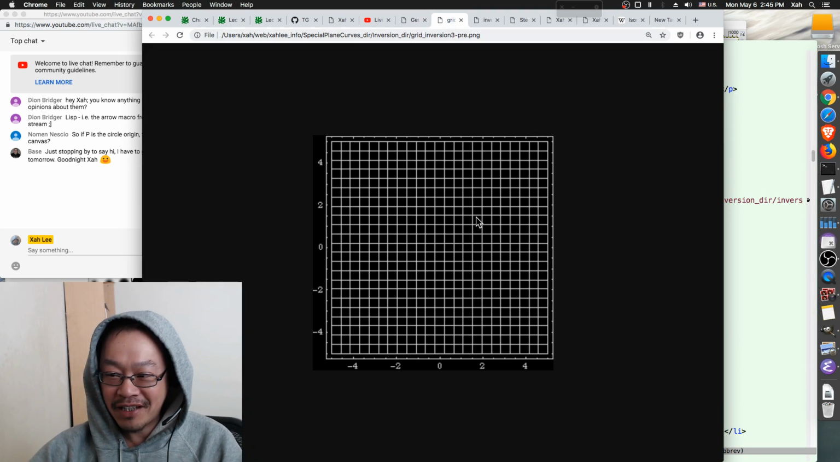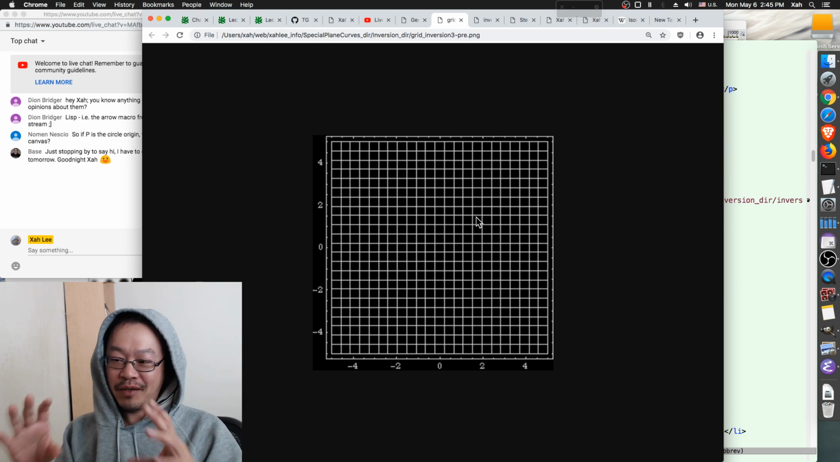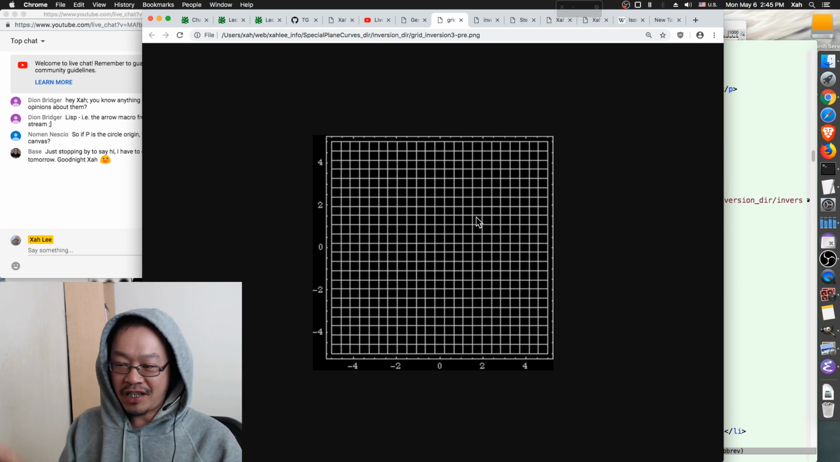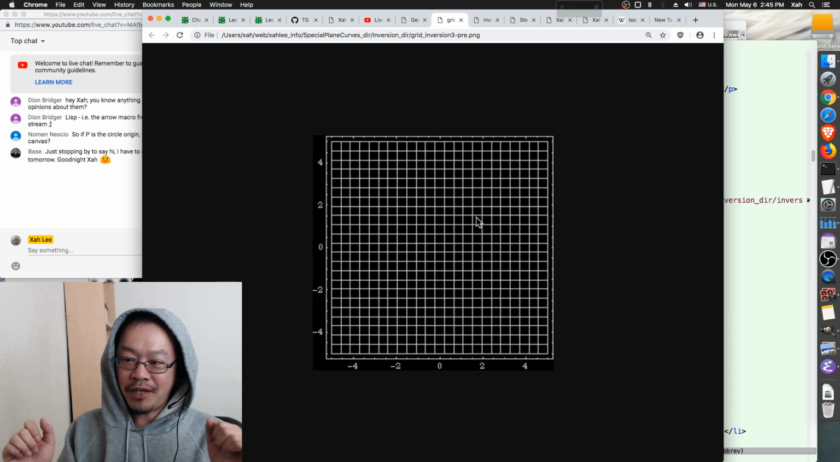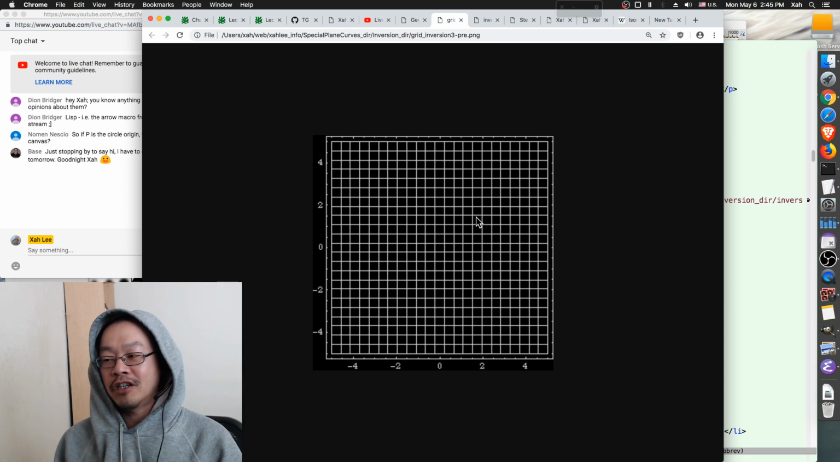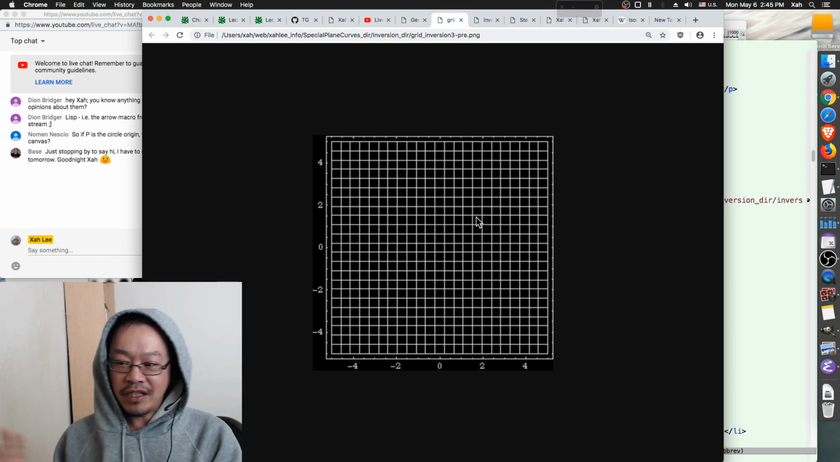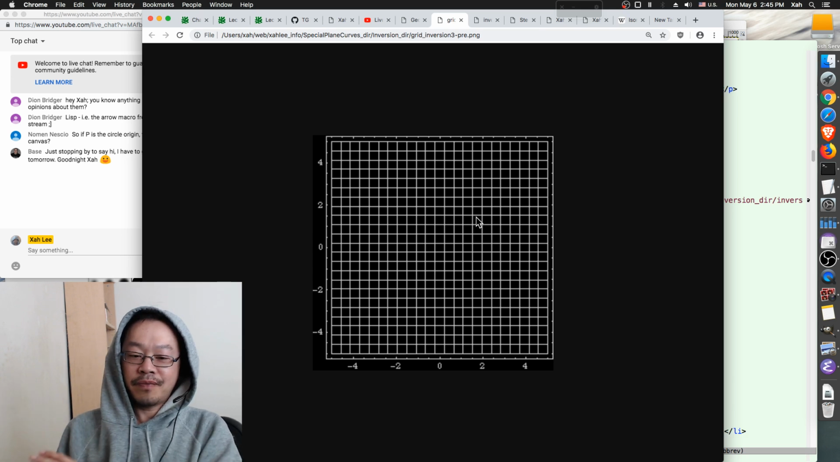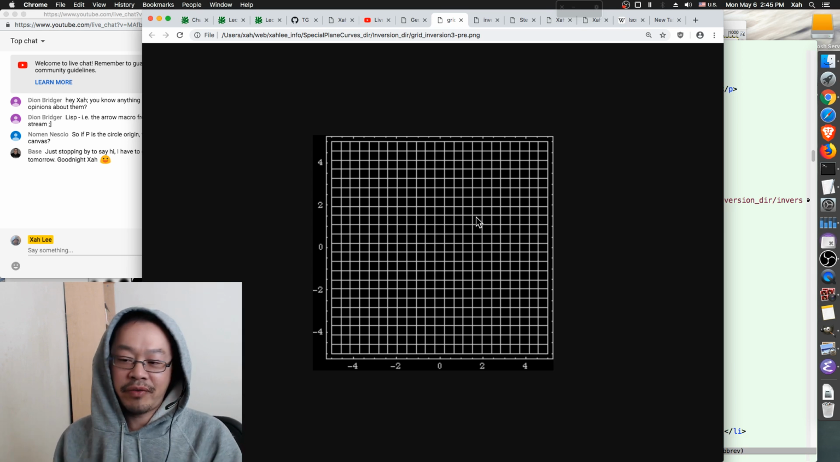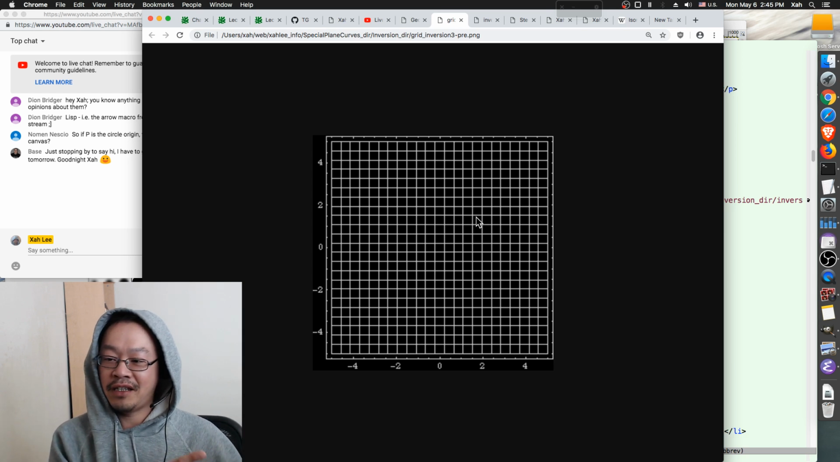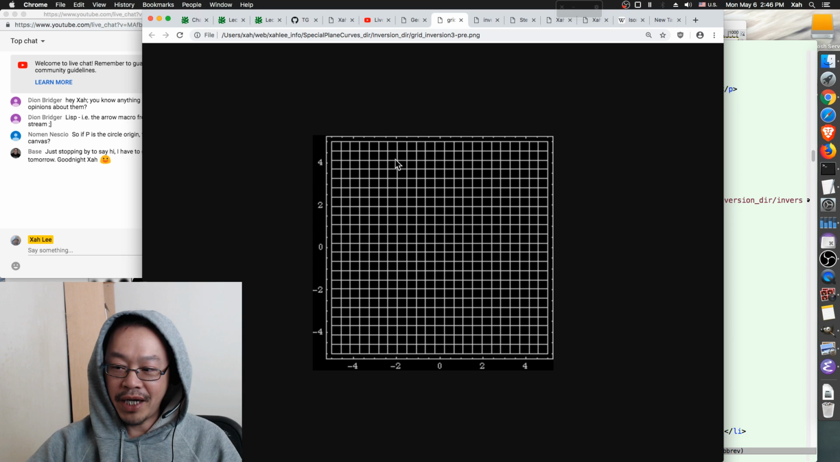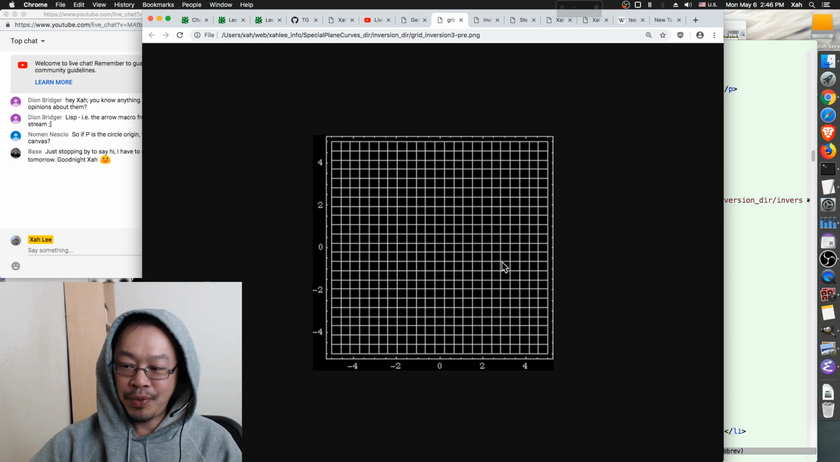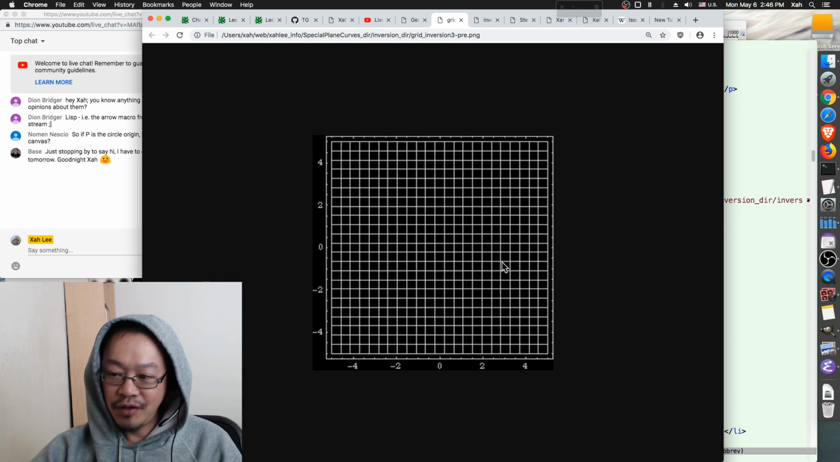For example, this is a grid. Suppose we begin with this picture. In math, we call it the pre-image. We're going to apply a transformation, and what we get after the transformation is called the image. So this is the pre-image, and we start with this picture.